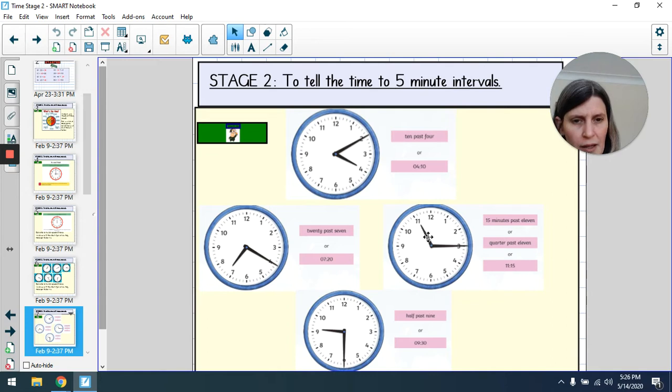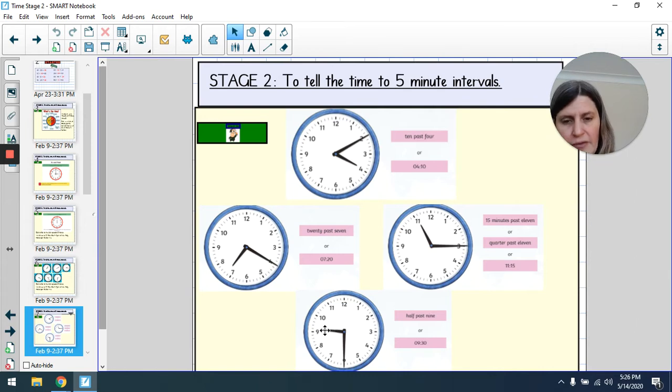Here's my next one. Look at the hour hand. It's just gone past the 11, so the last o'clock time would have been 11 o'clock. So we count round from the 12, how many minutes has it been since it was 11 o'clock? 5, 10, 15. We can say 15 minutes past 11, or we could say quarter past 11. It means the same thing. If we're writing it in digital format, we'd say 11:15 to show it's been 15 minutes since it was 11 o'clock.